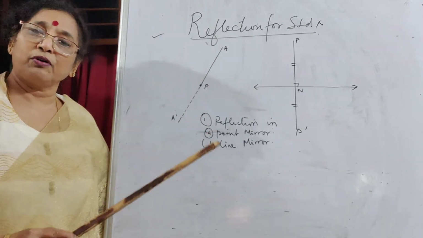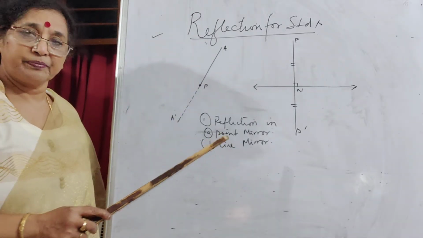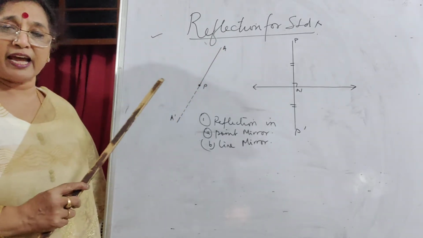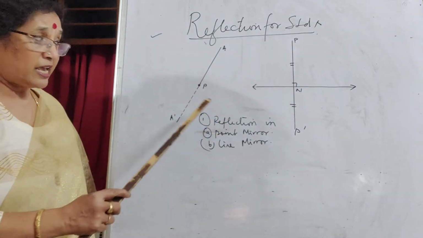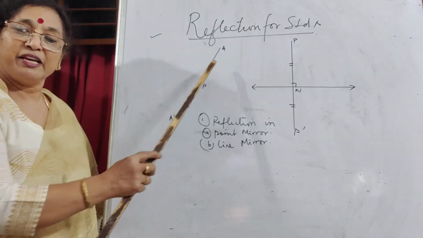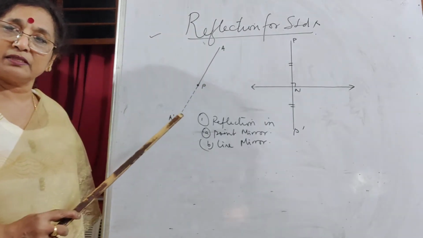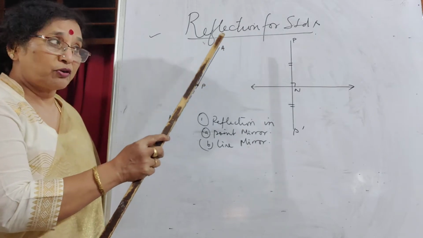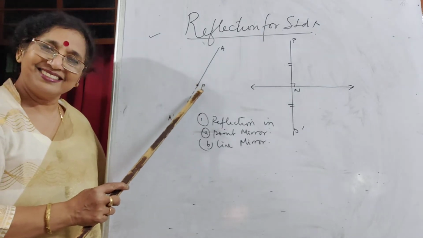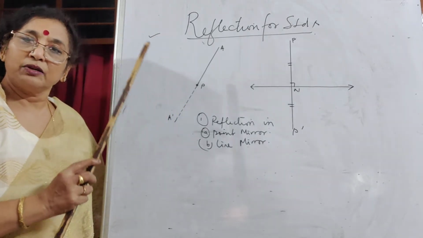So what is the rule for reflection of a point in a mirror which is also a point? You just have to join A and P, and produce that straight line through P such that AP equals PA', where A' is the image of A. So we are just doing object distance equal to image distance. Object distance is the distance from the object to the point mirror, and image distance is the distance of the image from the point mirror. That's all. That is the rule here.